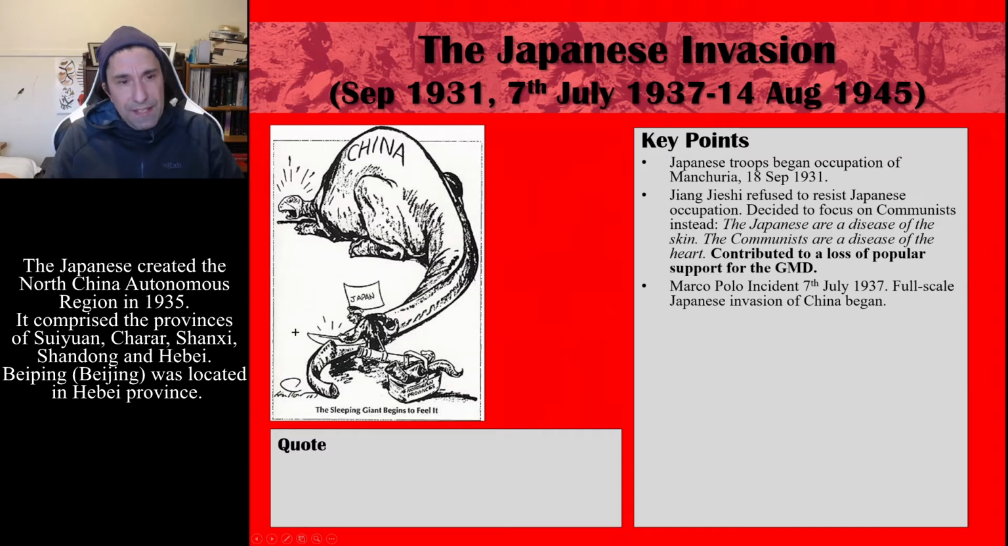And if we look at this image here, this political cartoon, that's what it's referring to, the creation of the Northern Autonomous Region, where the Japanese are taking various northern provinces, and you can see this basket here reflects that. Those pieces of the dinosaur's tail are those northern provinces, and just in case you can't figure that out, the basket has been labelled northern provinces. China itself is portrayed as a big sleeping dinosaur, a big sleeping giant, and it's waking up.